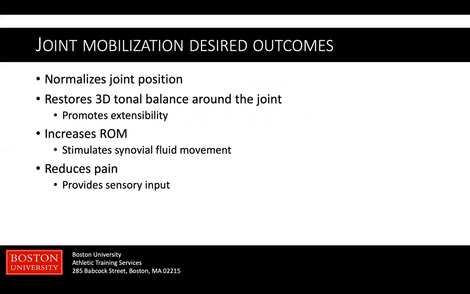When we look at what we want to try to do with joint mobilizations and manipulations, our goal is to try to normalize joint positioning and joint movement. Being able to influence and restore normal tonal balance three-dimensionally around the joint helps to reduce soft tissue restriction and promote extensibility, helps to restore normalized range of motion, and increase synovial fluid movement throughout the joint. It also can increase the sensory input through the nervous system in the area to help mitigate pain as well.